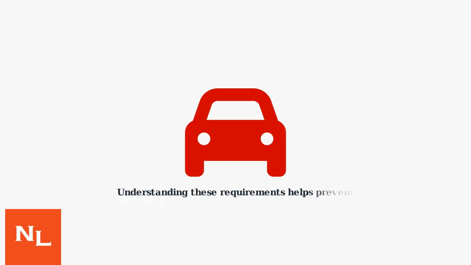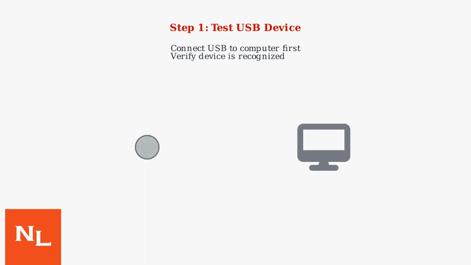Understanding these technical requirements and common causes of the USB file system mounting error is the first step toward maintaining reliable USB functionality in your Tesla vehicle. When facing Tesla USB mounting issues, start with these basic troubleshooting steps.